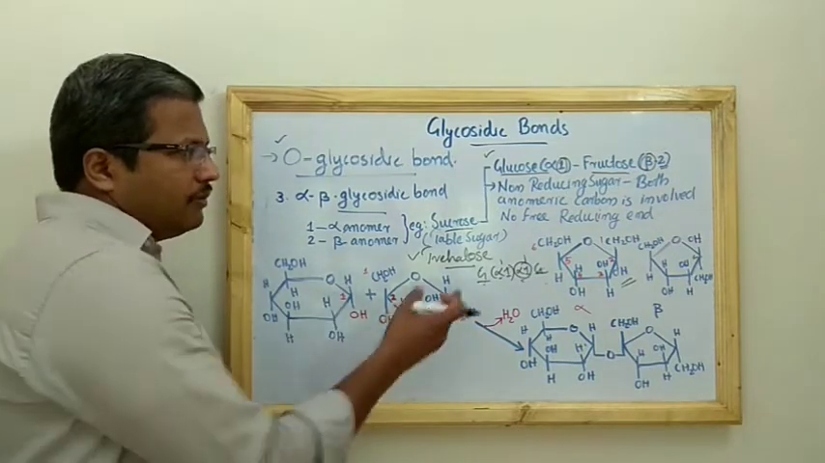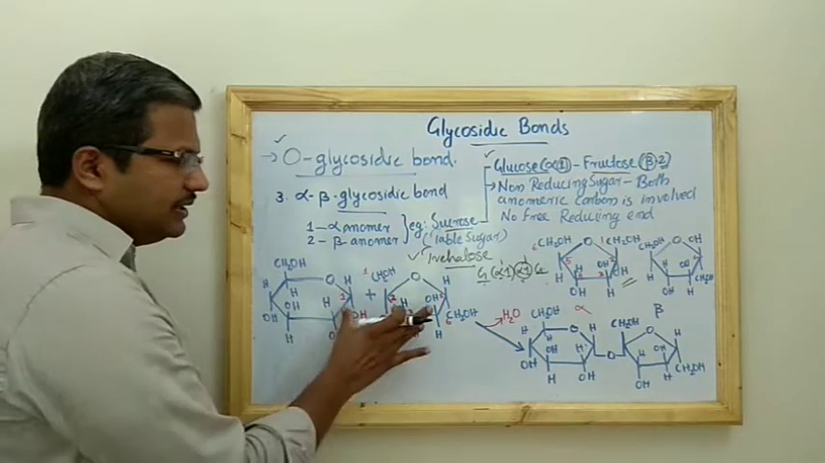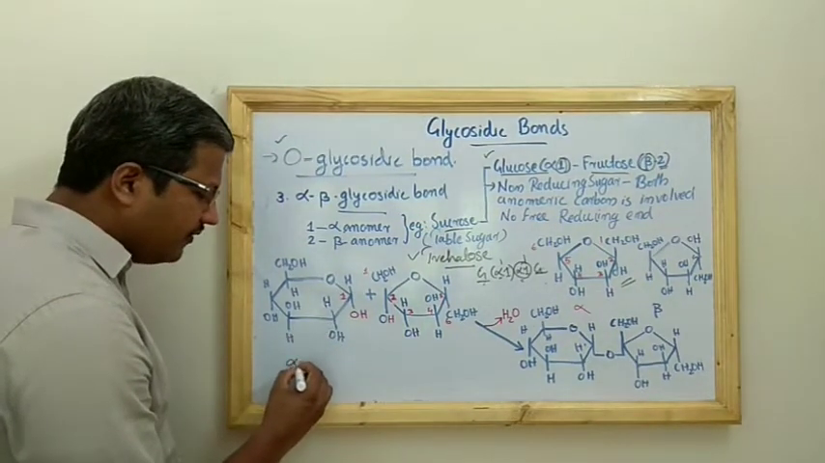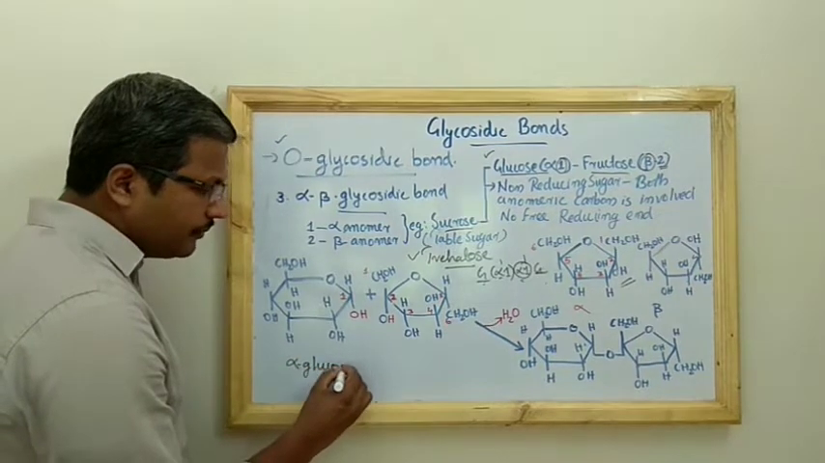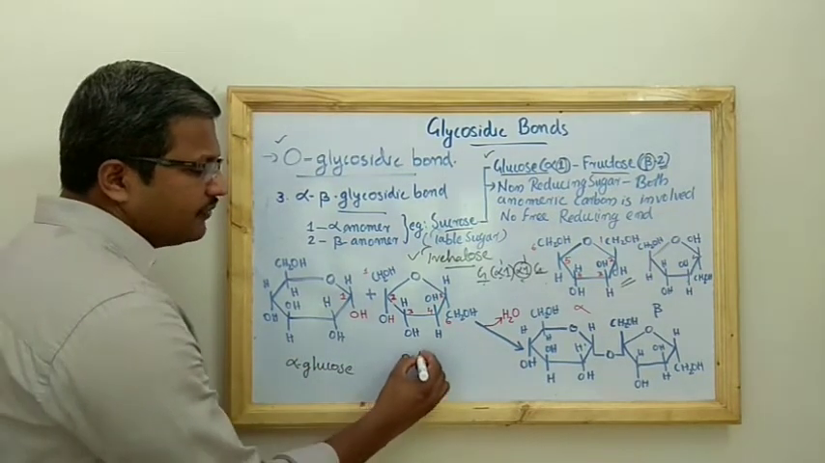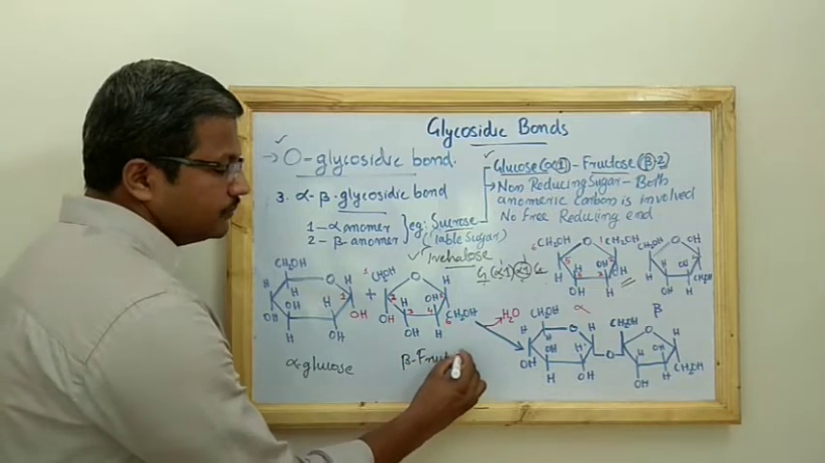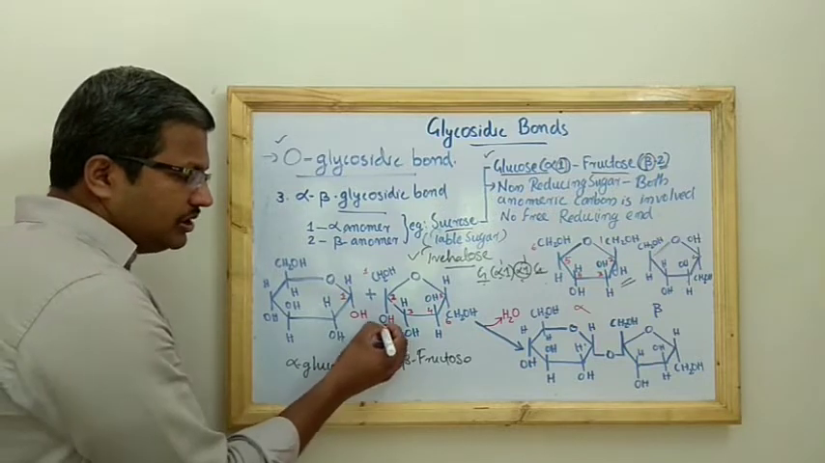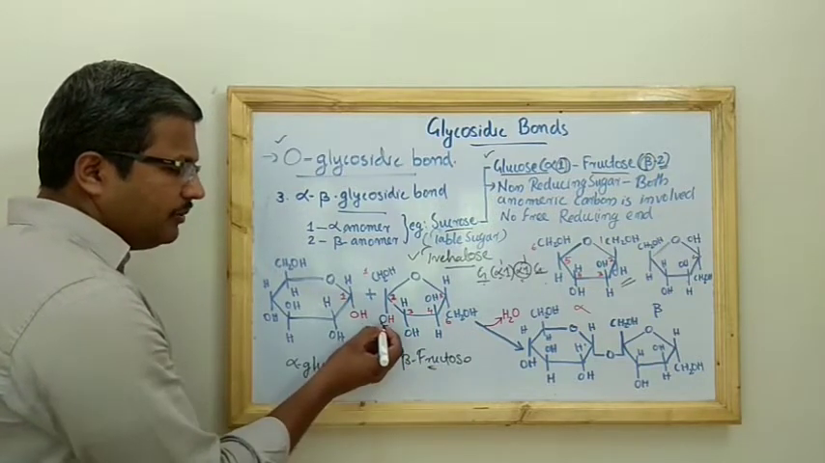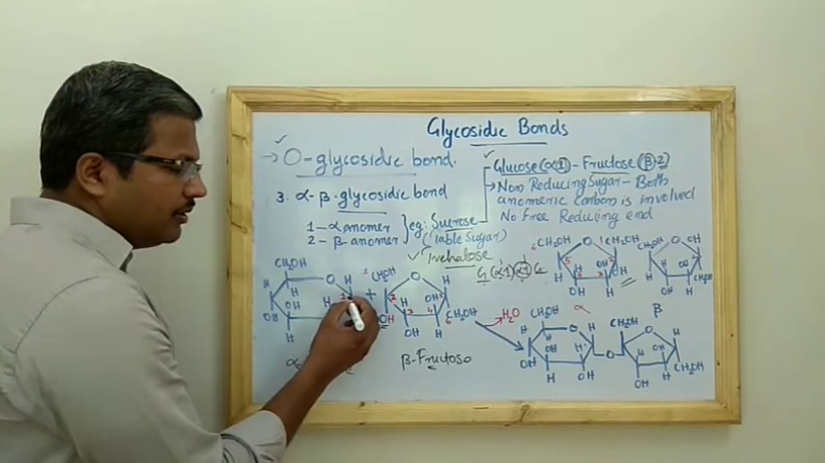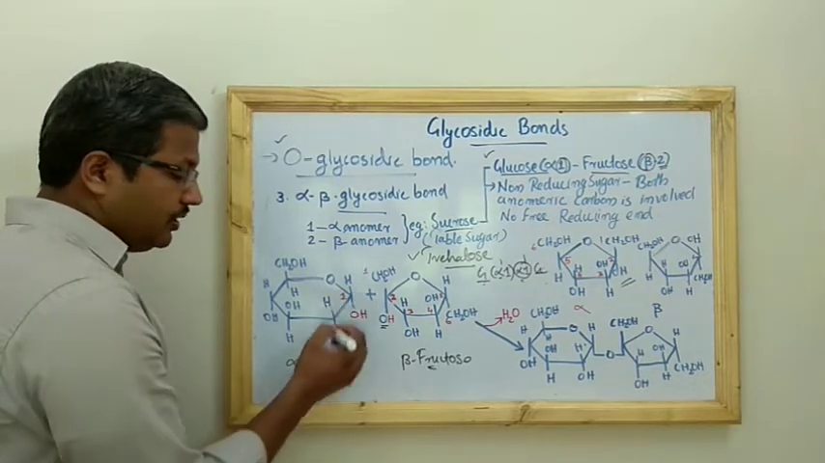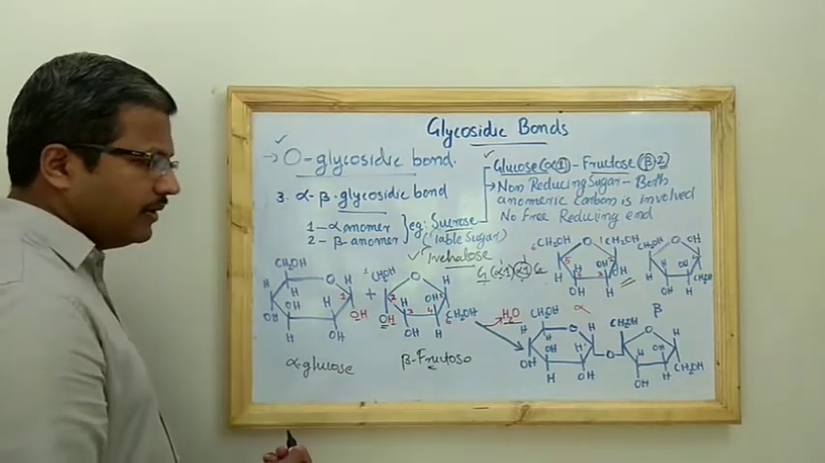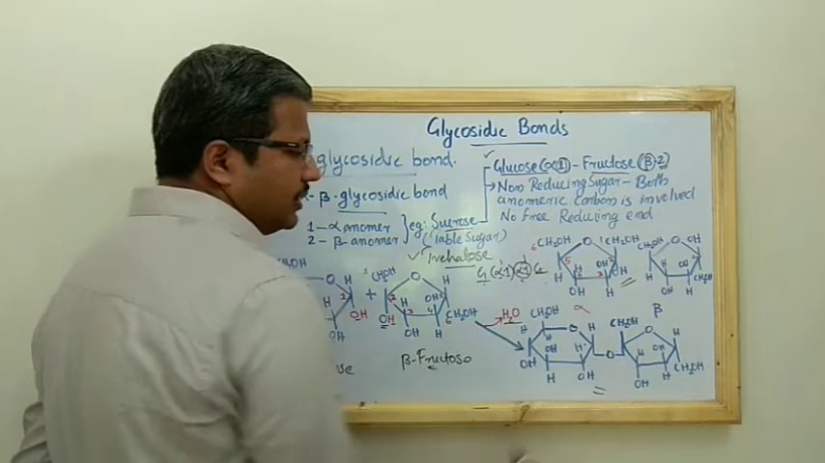Now let us see the bond formation example. Sucrose, let us see the sucrose bond formation. You can see that the glucose is here, so this is alpha glucose and this one is beta fructose. Here the hydroxyl group oxygen of fructose will be making a bond with the carbonyl carbon or the anomeric carbon of the glucose. As a result, a water molecule will be released.